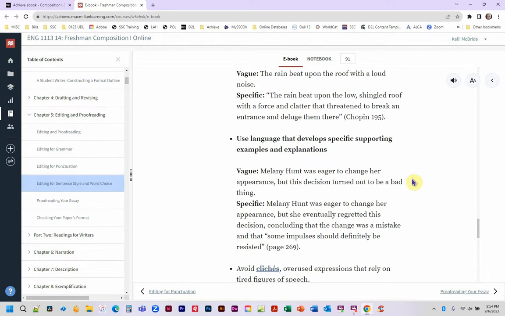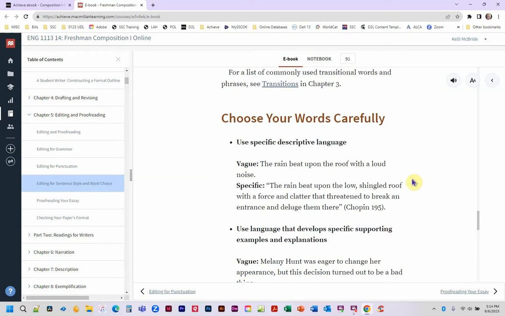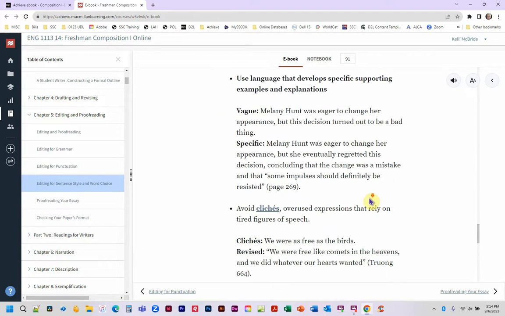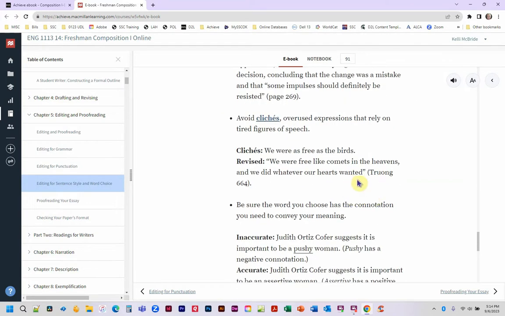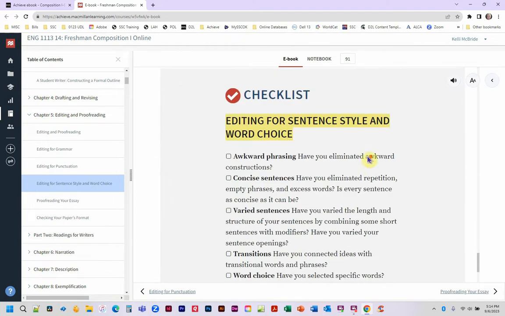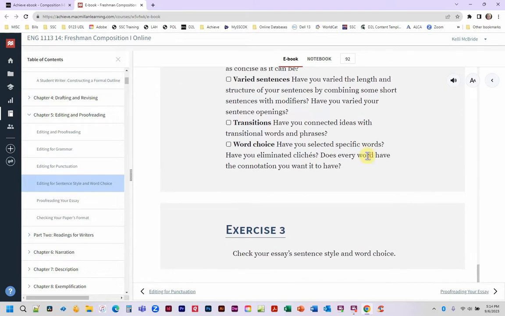Then make sure that your words are the most specific and most appropriate word for that, right? So again, you can see some examples of vague versus specific, cliches versus writing without cliches, inaccurate versus accurate, right? And here is your little checklist that you can use.